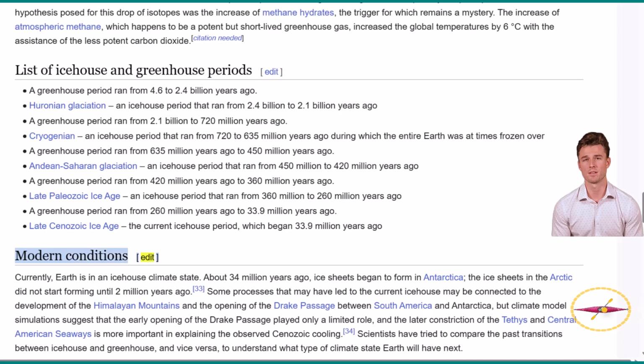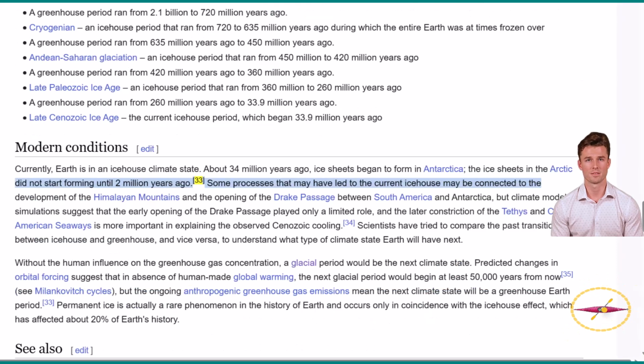Modern conditions. Currently, Earth is in an icehouse climate state. About 34 million years ago, ice sheets began to form in Antarctica. The ice sheets in the Arctic did not start forming until 2 million years ago. Some processes that may have led to the current icehouse may be connected to the development of the Himalayan mountains and the opening of the Drake Passage between South America and Antarctica, but climate model simulations suggest that the early opening of the Drake Passage played only a limited role, and the later constriction of the Tethys and Central American seaways is more important in explaining the observed Cenozoic cooling.